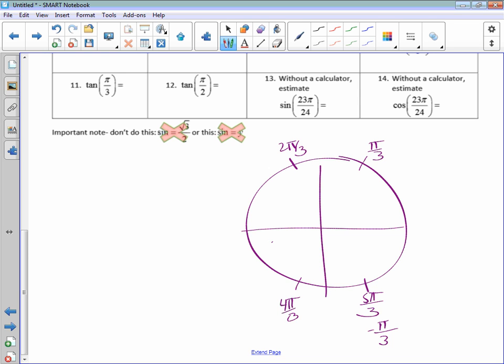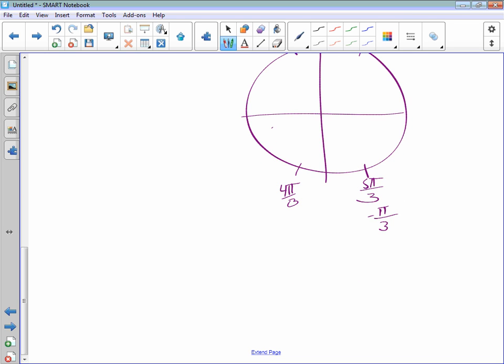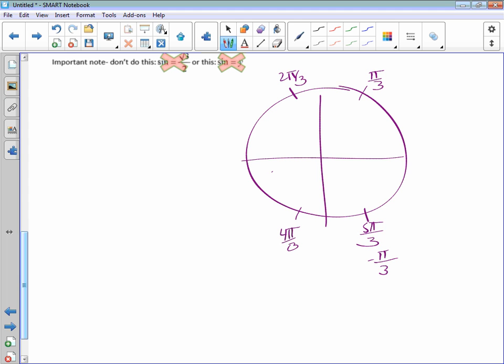So that means this is negative pi over 3. Can you see that down there? So 4 pi over 3, well, that's the same as negative 2 pi over 3. You guys see it? We're just traveling backwards, but you're going the same distance. So this is negative 4 pi over 3, and up here pi over 3, that's negative 5 pi over 3. You guys with me? Just going backwards around the circle.